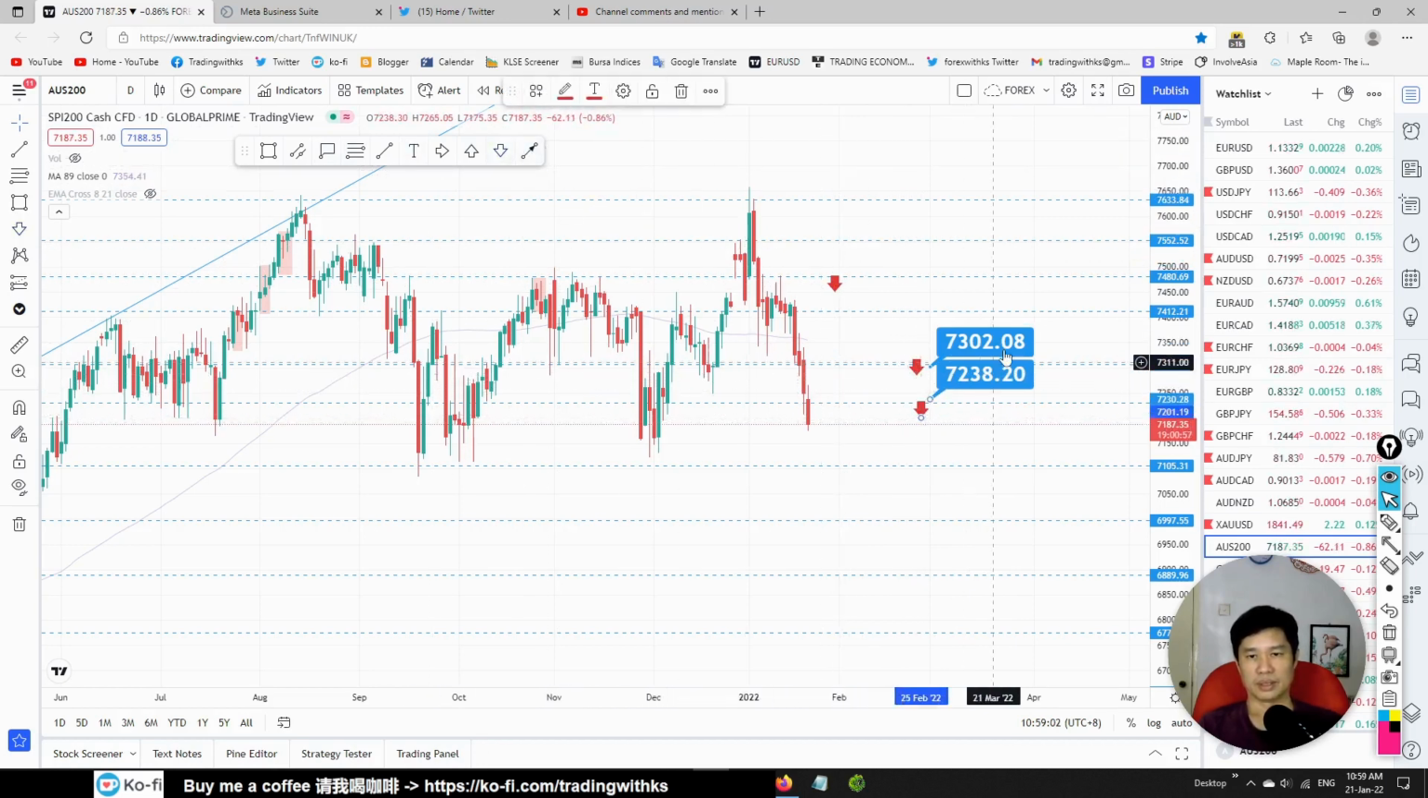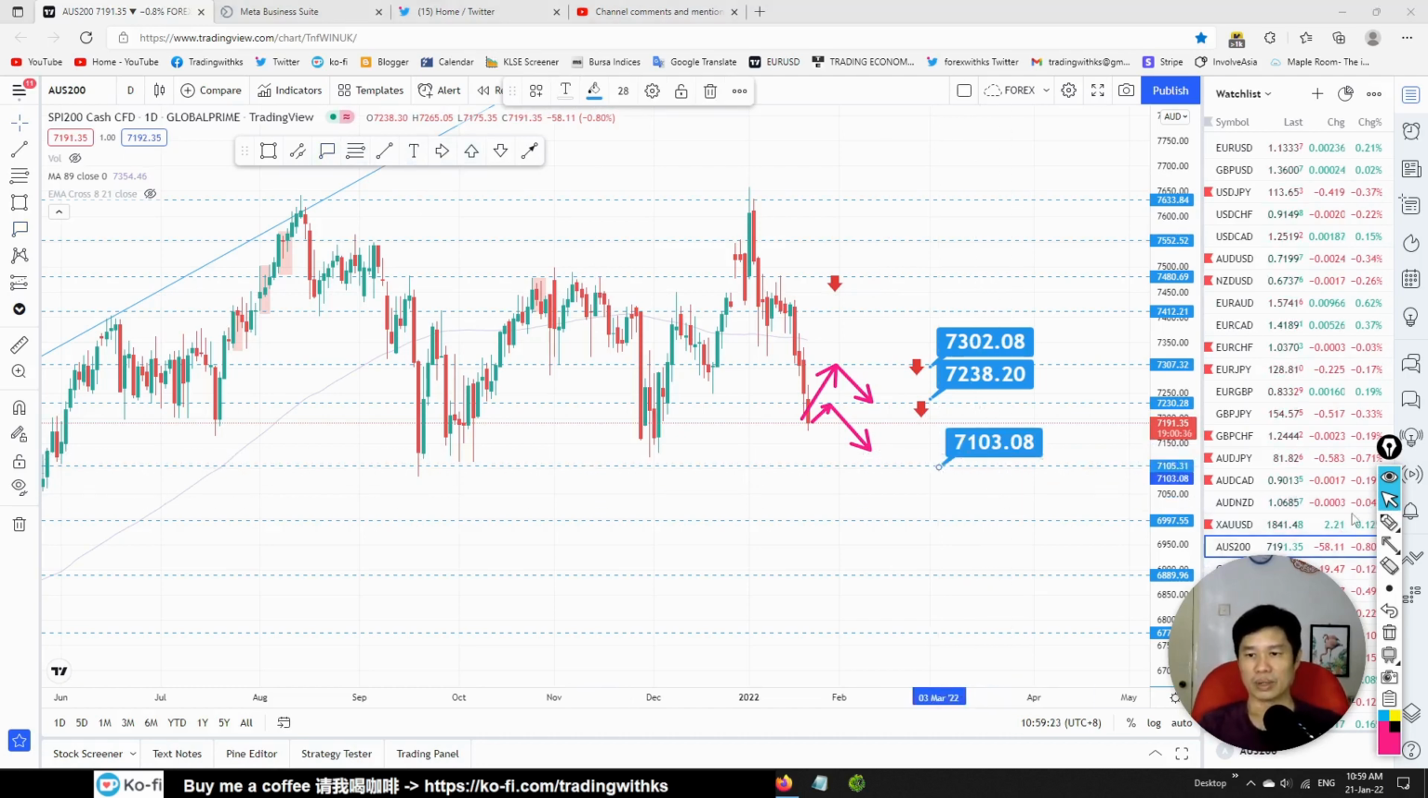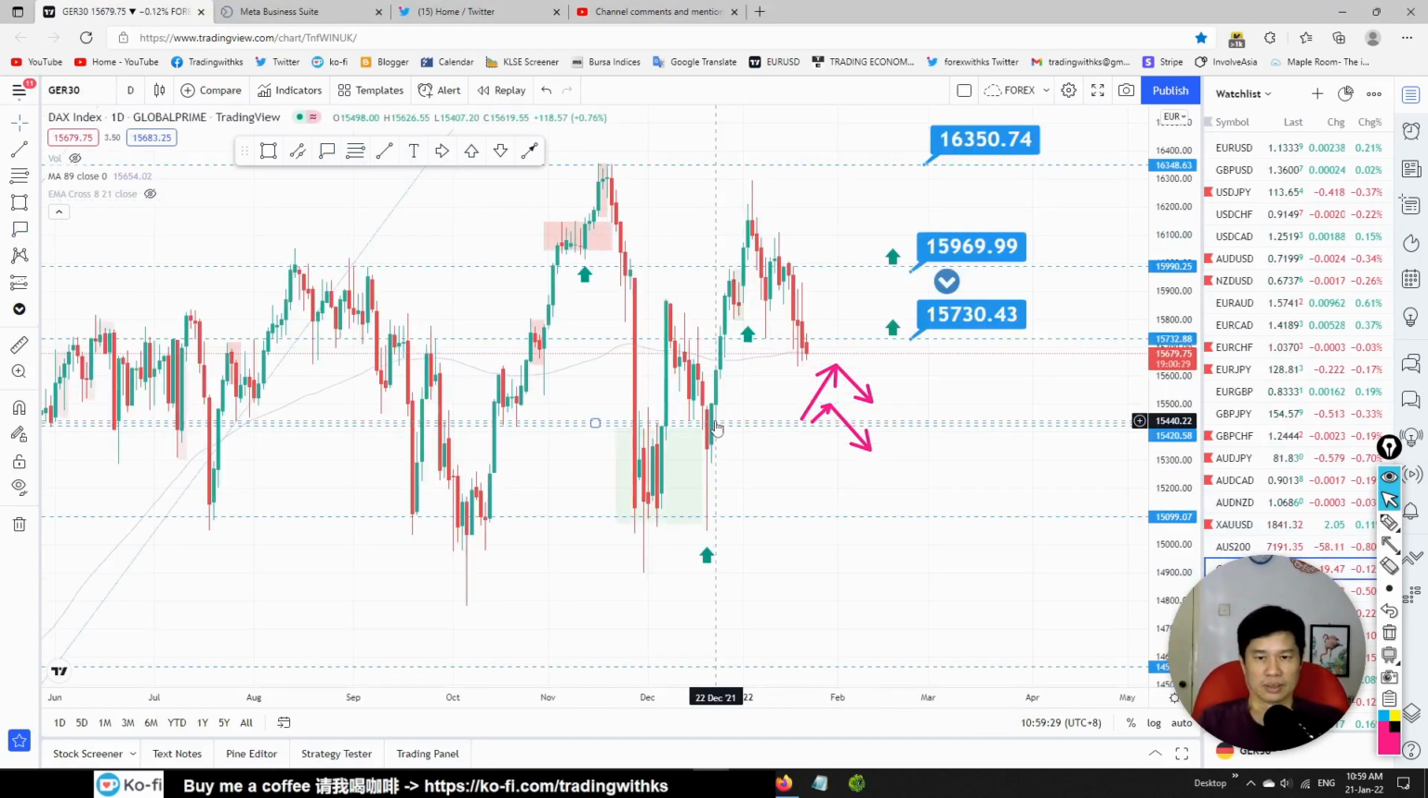Sell right, 7302 or 7238. Okay, price comes back, retest, resumption, we're going to sell towards this area. Now we got direction. Last few days we didn't have a clear direction, now we got clear direction. The DAX is similar, but DAX didn't drop so much.